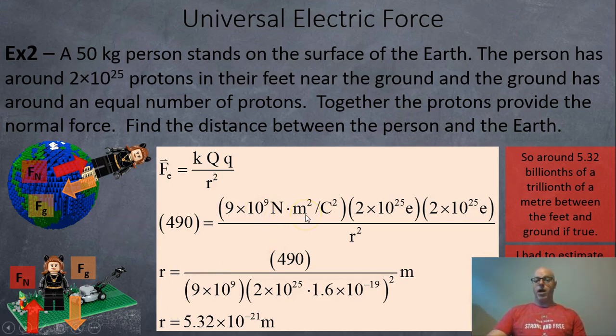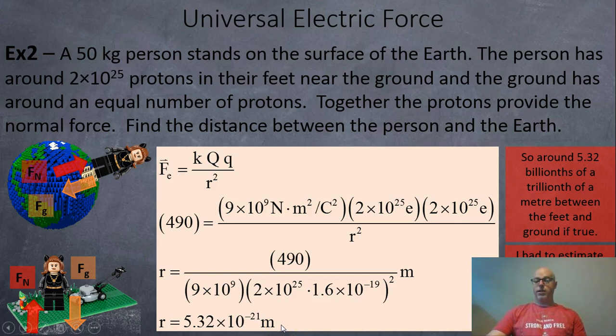We got 9 times 10 to the 9 for our K value. We got 2 times 10 to the 25 protons, plus another 2 times 10 to the 25 protons, each with an elementary charge. So all together, we're going to get 9 times 10 to the 9 times 2 times 10 to the 25 times 1.6 times 10 to the negative 19. But we have 2 of these, so we're going to square that. And dividing into the 490 newtons, we get 5.32 times 10 to the negative 21 meters.